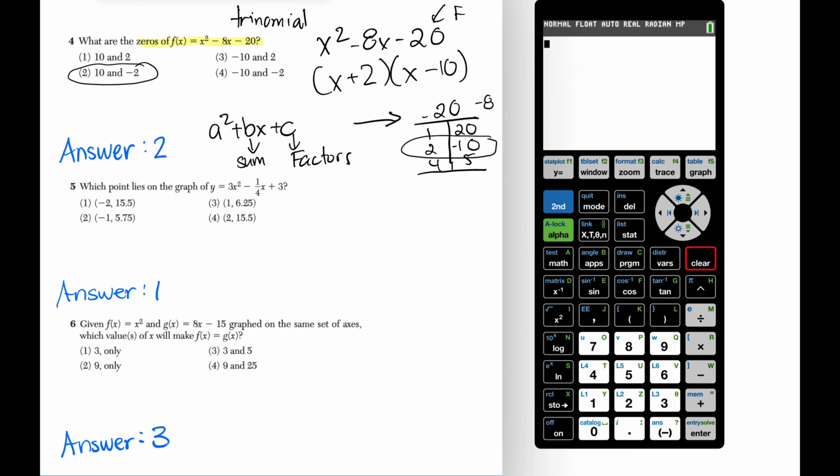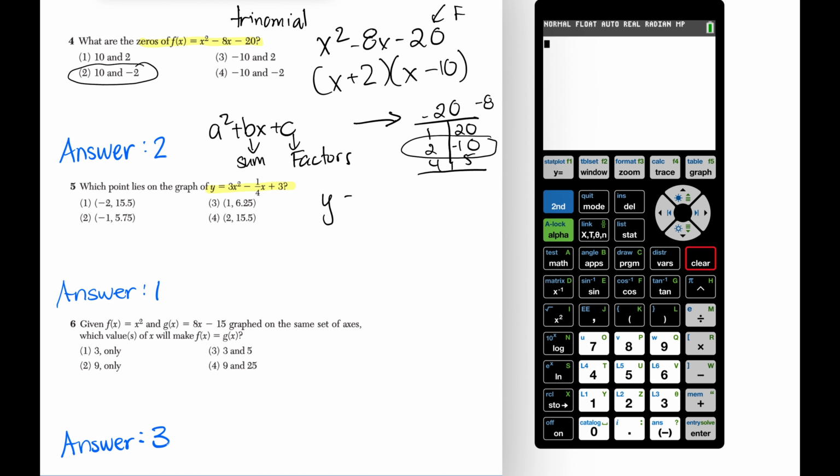Let's look for number 5. Which point lies on the graph y equals 3x squared minus 1/4 x plus 3? Okay, so I'm going to look at the points that we actually have here, and I find the best way for this is actually just to substitute and to try them out. So I normally would just take my scrap paper and I will put it into 4 quarters. And so my paper would kind of look like this. And I will put 1, 2, 3, and 4 and actually try them out.